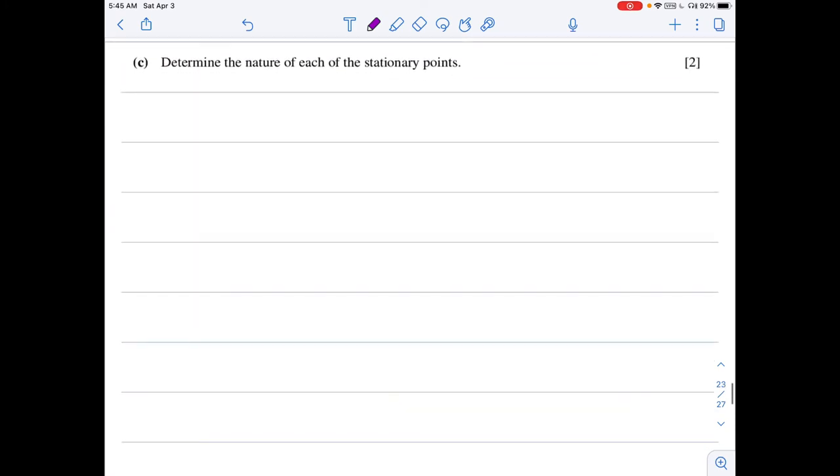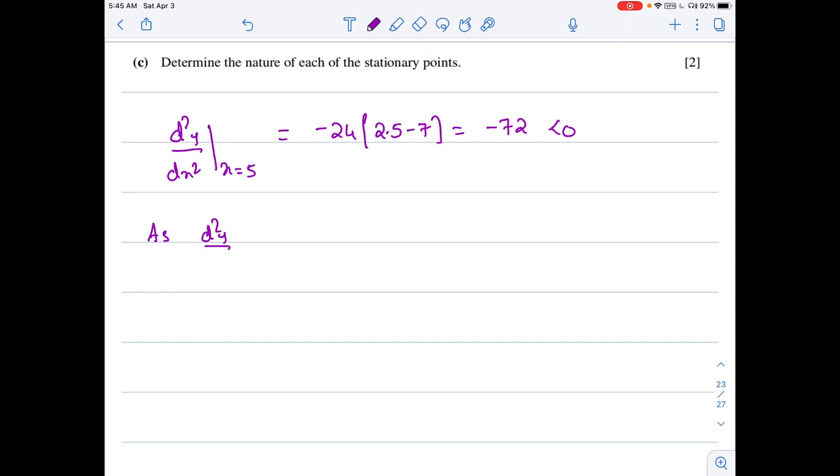Determine the nature of the stationary points. So what am I going to do? I am going to find the second derivative, the value of the second derivative at x is equal to 5, which is minus 24 times (2 times 5 minus 7). So which is going to be negative 72, which is less than 0. So as d square y by dx square is less than 0, what is that point? 5 comma 243 is a maximum point.